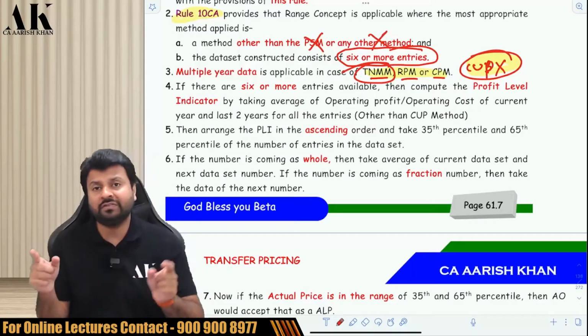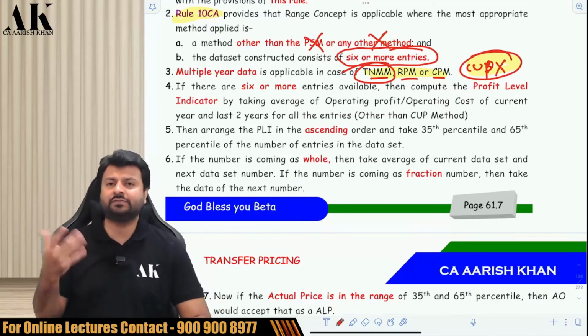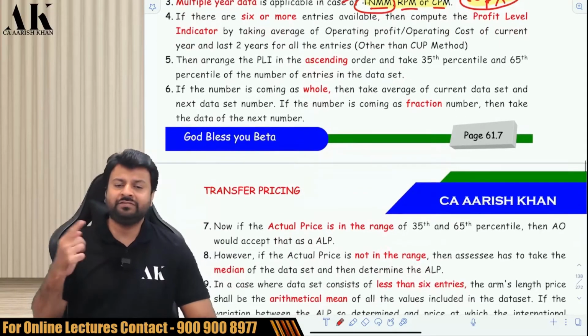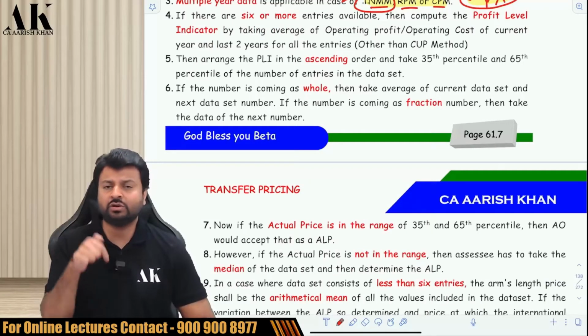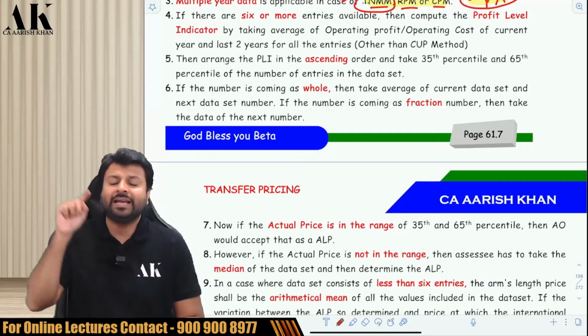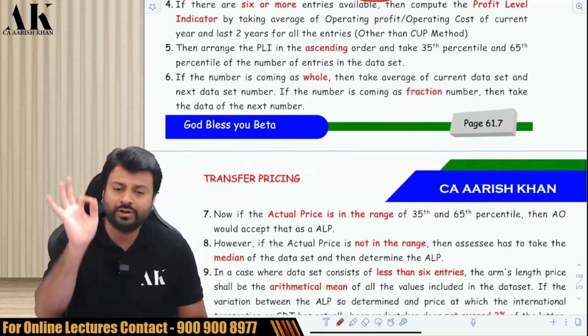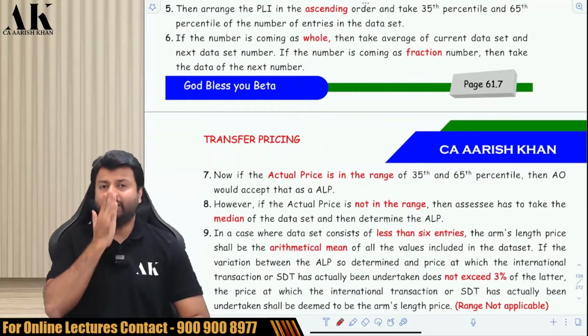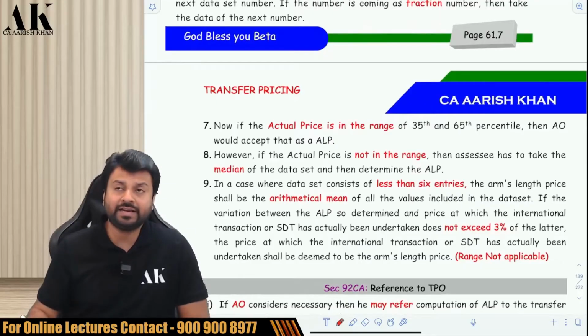But if it is not within the range, then you have to compute the median of 7 or median of 6, whatever number of entries you have collected. So if you have collected 7 entries, take the median of 7. Again, if it is a fraction, go to the next number. If it is a whole number, take the average of that number and the next number, and that will become your arm's length price. This is the exercise you are supposed to do in this entire discussion of the range concept.